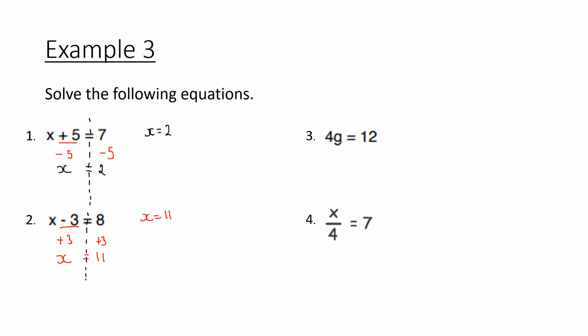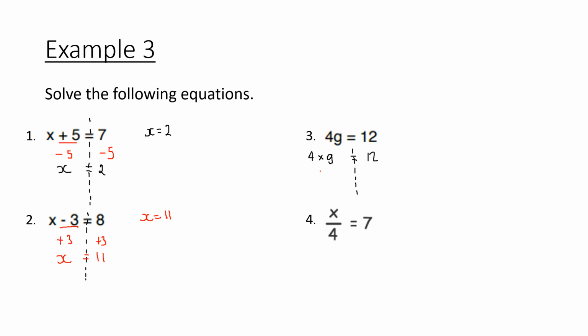So hopefully you'll remember that when you have a digit and an unknown variable attached together, it means that it's multiplied. So we've got 4 multiplied by g is equal to 12. Okay, we draw our roadmap, and at the moment we've got 4 multiplied by g, so to get rid of it, we have to do the opposite.